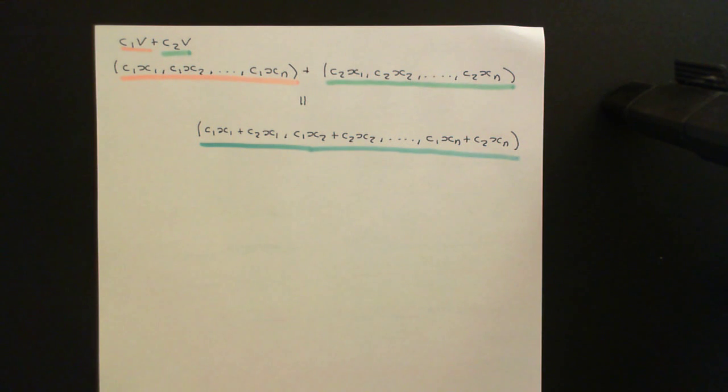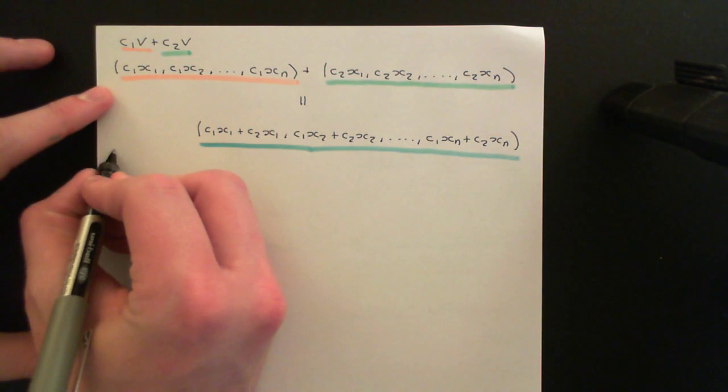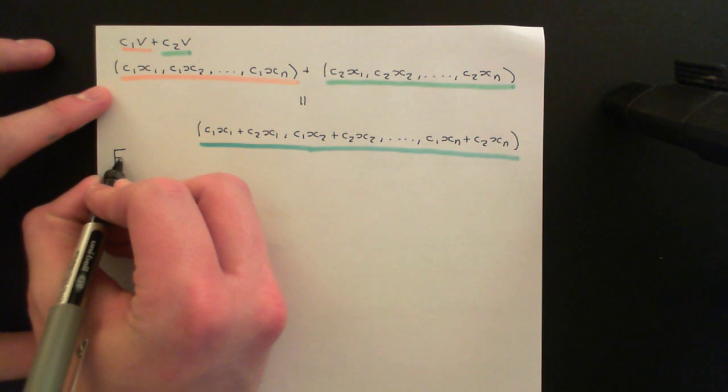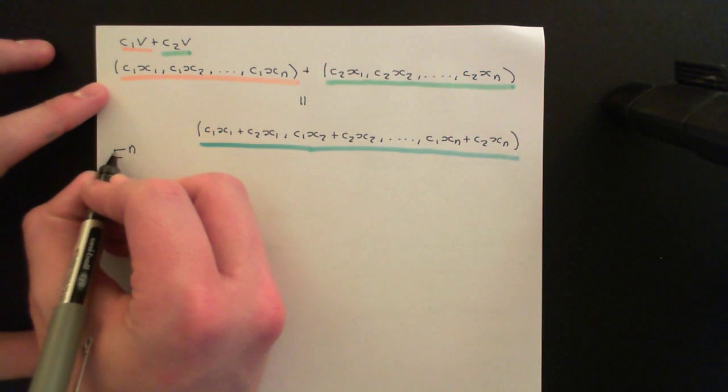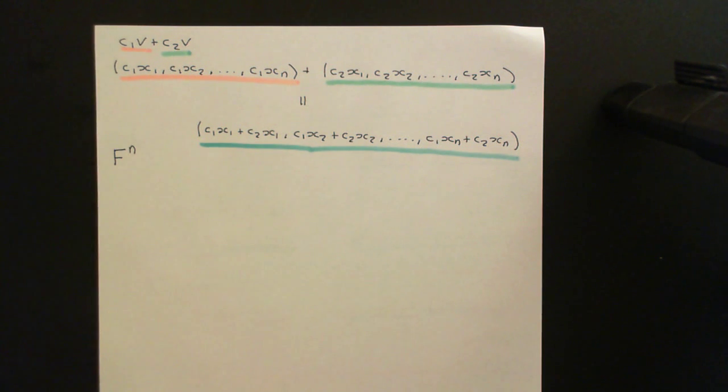Okay, so what we've seen now is that this set of all n-tuples of elements of the field, Fn, we can equip it with a very natural addition law which is done component wise, and we can equip it with a very natural scalar multiplication which is again done component wise, and that will always form a vector space.